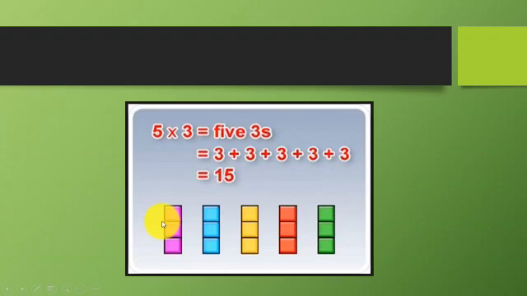Next example, 5 piles of squares. Each pile has 3 squares. 1, 2, 3. 3 squares. Add these: 3 plus 3 plus 3 plus 3 plus 3. Answer is 15. Simply we multiply these. 5 multiply 3 is equal to 15. Answers are same, but addition is the long process and multiplication is the simple process.